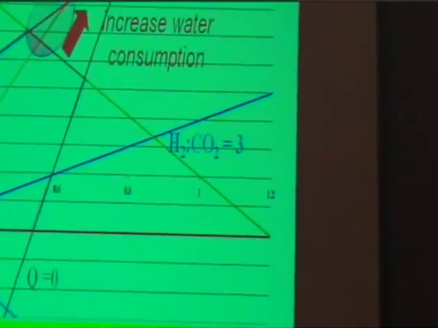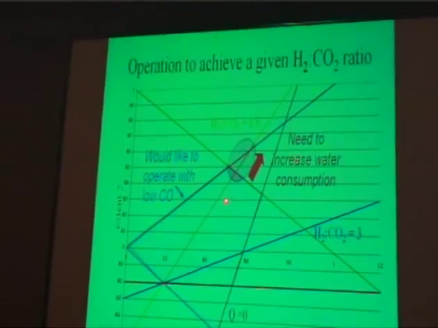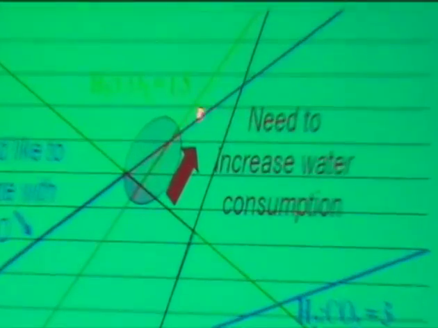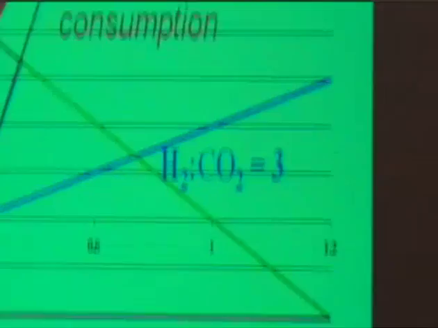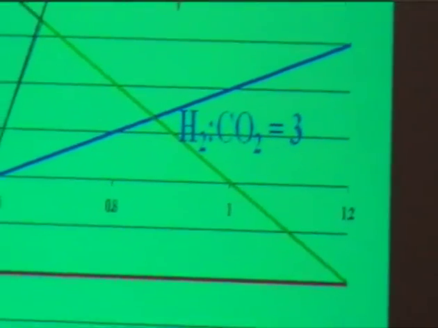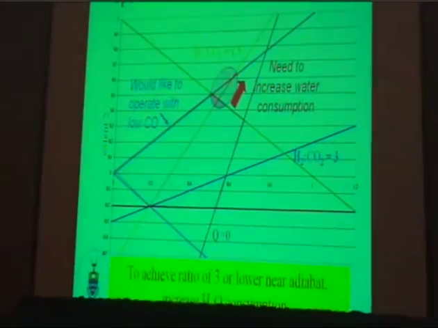Also, if we would like to get a hydrogen to CO2 ratio of 3, as I spoke about earlier, then this is the line. But if I wanted to get 1.5, and I haven't said what I wanted to get yet, you can see that again I'm limited by the water consumption. So I can reach this point here by increasing the water consumption.